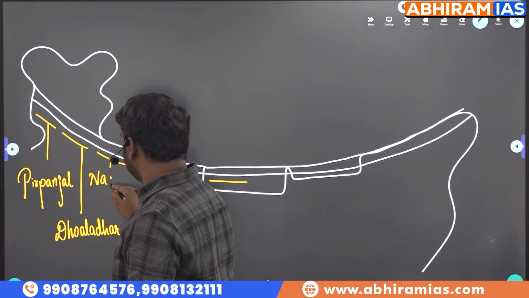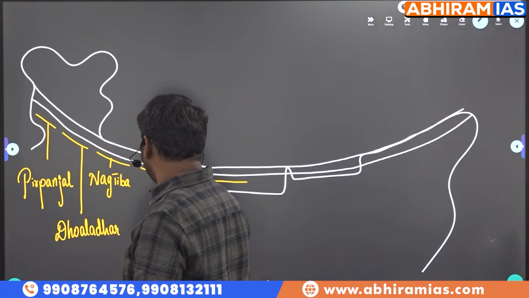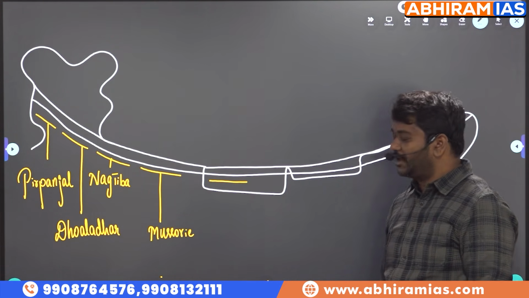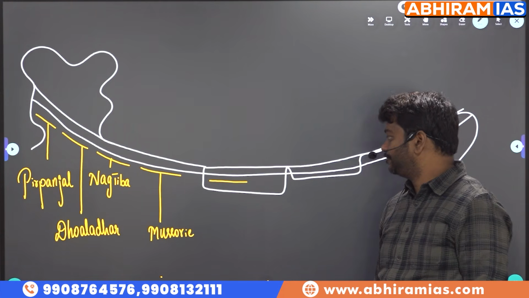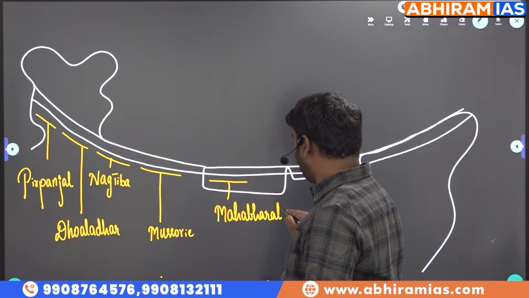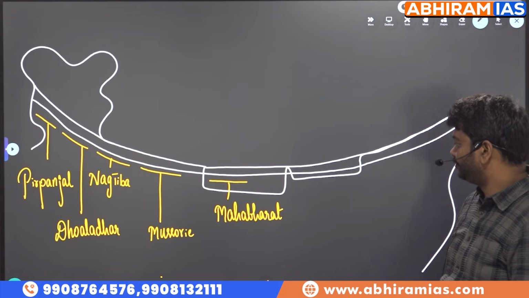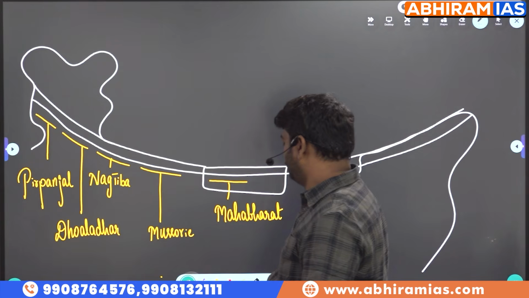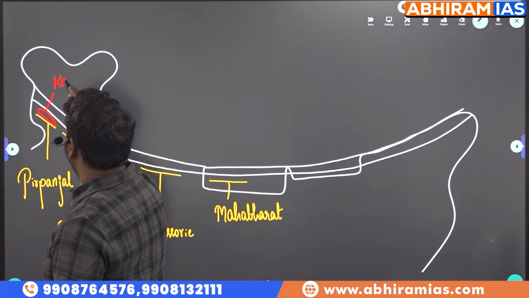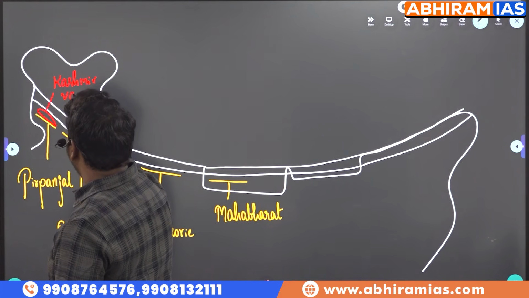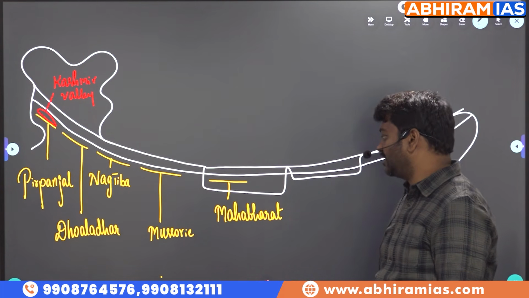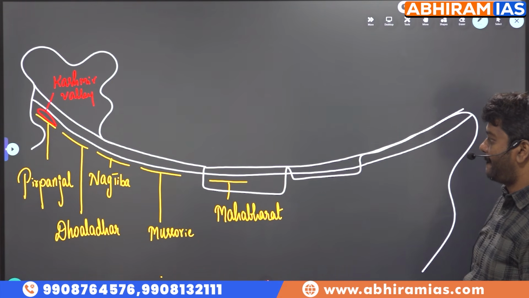Uttarakhand Nag Tibba. Again, Uttarakhand, Mussoorie. Nepal, Mahabharat. Yes. In between Greater Himalayas and Pir Panjal, we will have Kashmir Valley, very important. Kashmir Valley is in between Greater Himalayas and Pir Panjal. Okay.